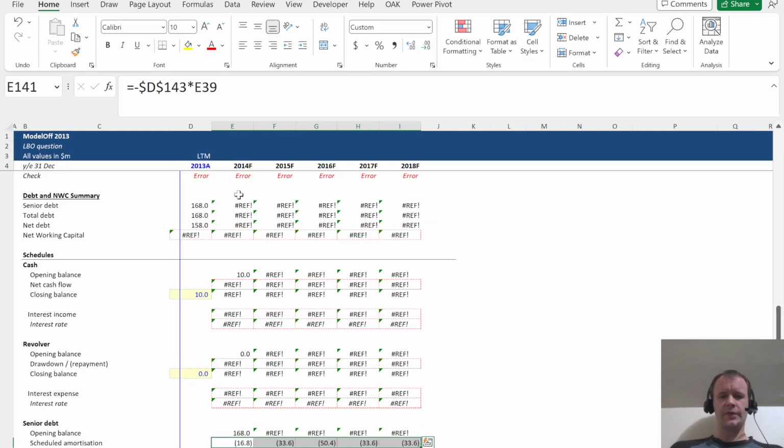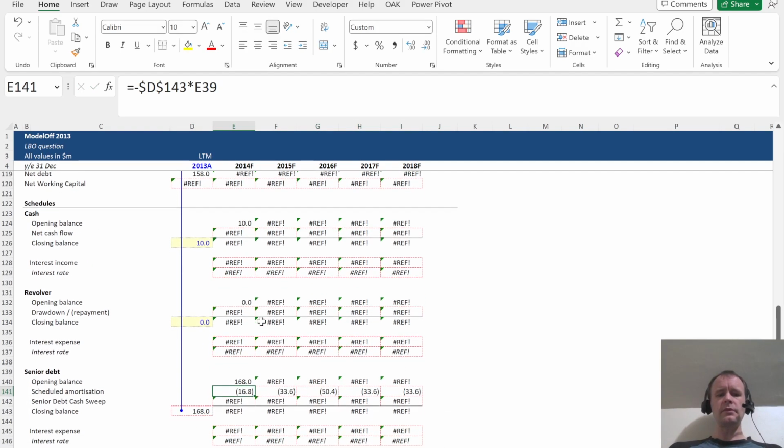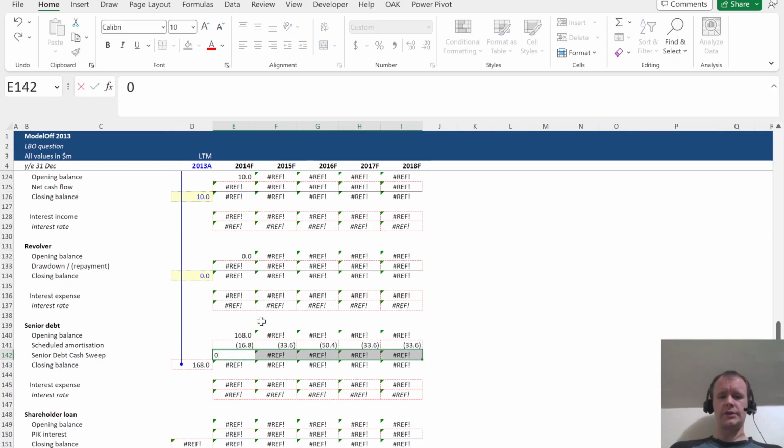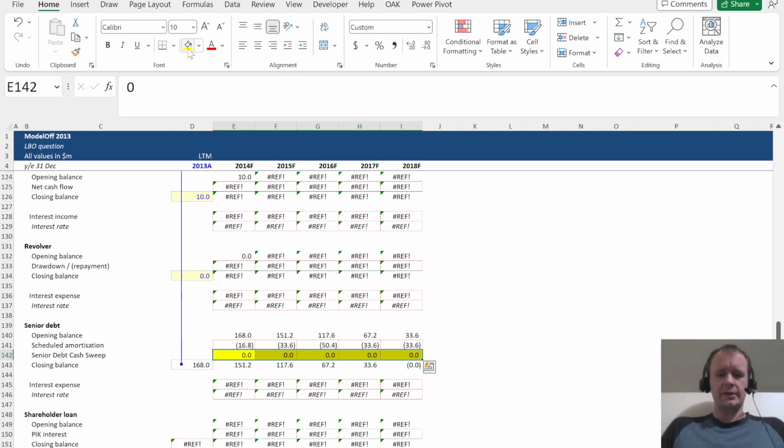Copy that across. And then I'm just going to temporarily zero out the cash sweep and highlight that in yellow to remind myself to come back to that, because the cash sweep is basically the very, very last thing we're going to do. First, we'll get as much of the balance sheet and income statement right as we can. Then we'll work through the cash flows, and then the last piece of that will be the cash sweep.